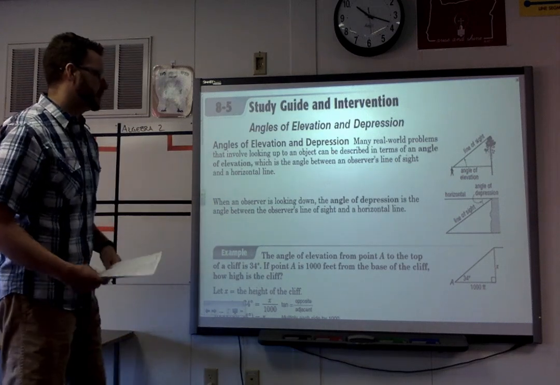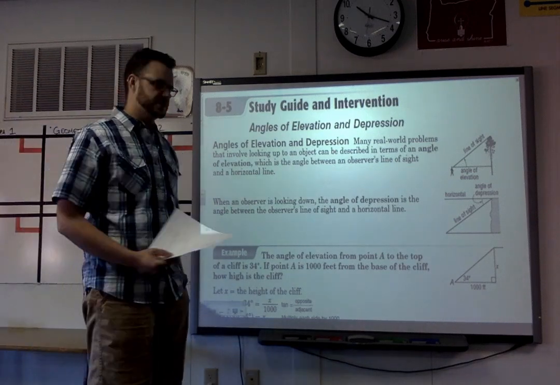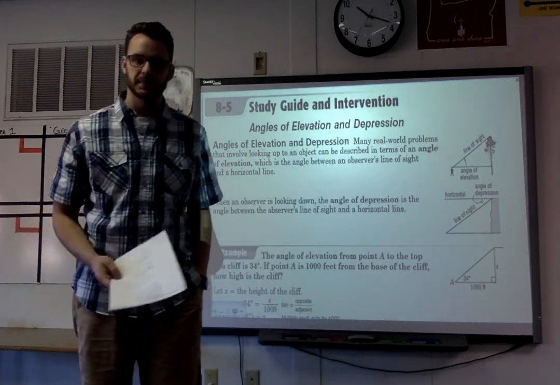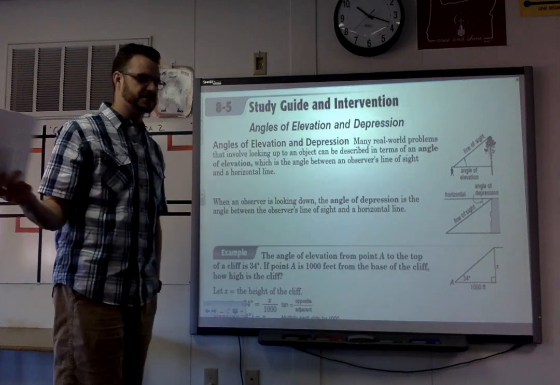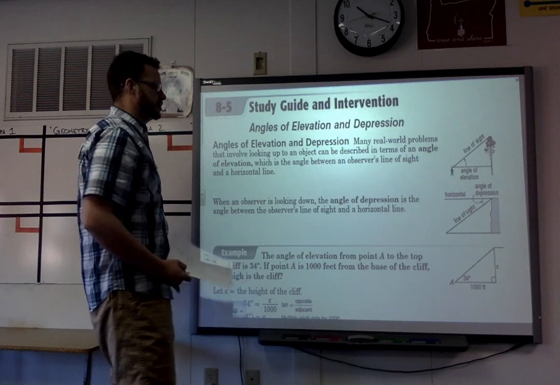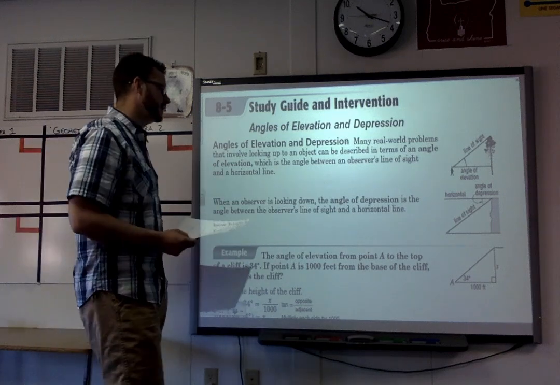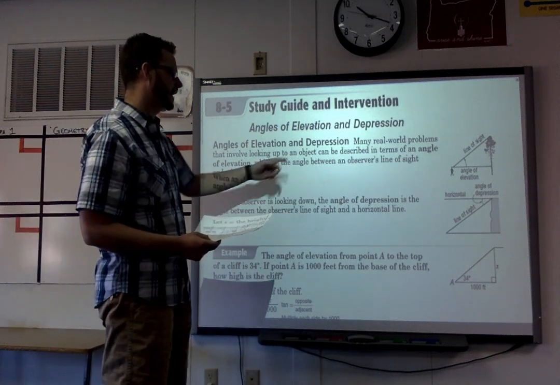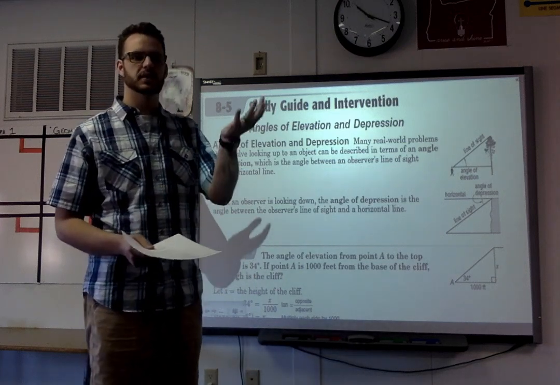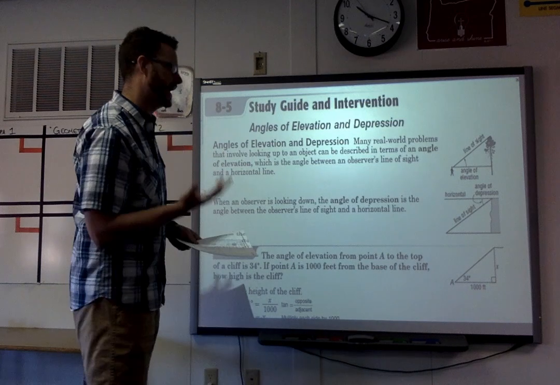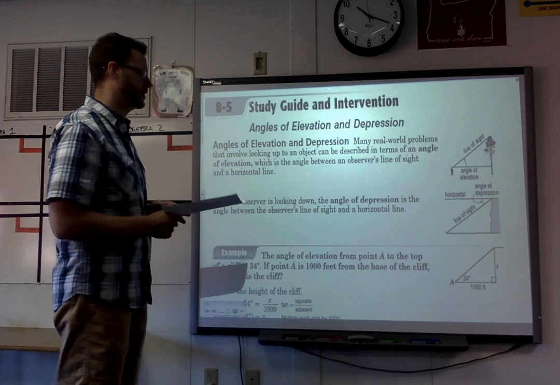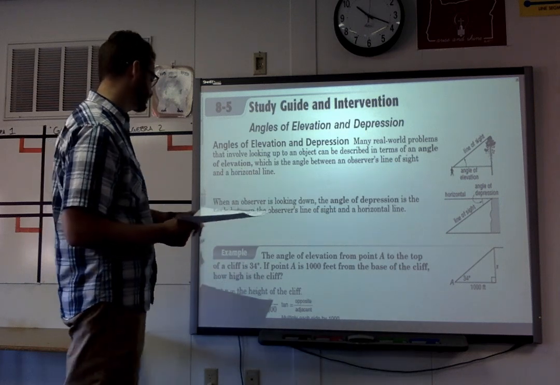So first of all, we're going to talk about what the angles of elevation and angles of depression are. So again, many real-world problems, real-world applications here. Everybody always asks, when am I going to use this in the real world? Here's some examples. So many real-world problems that involve looking up to an object can be described in terms of angle of elevation. So again, angle of elevation, you are looking up at an object. It's being elevated, which is the angle between an observer's line of sight and a horizontal line.